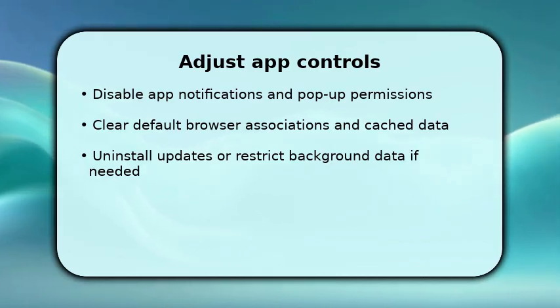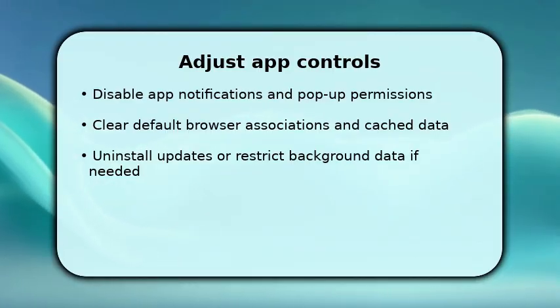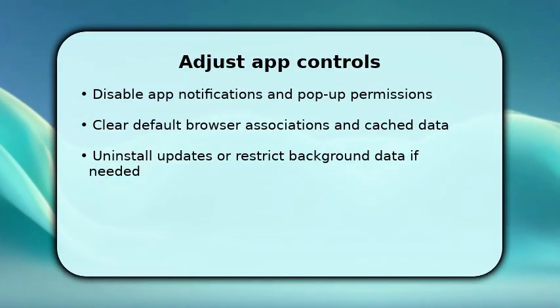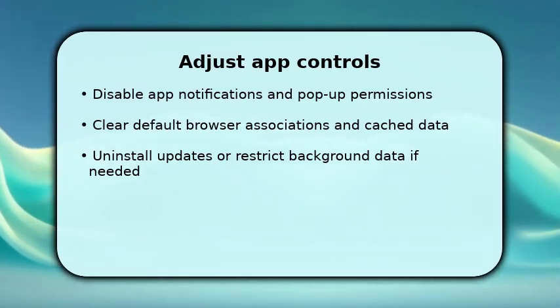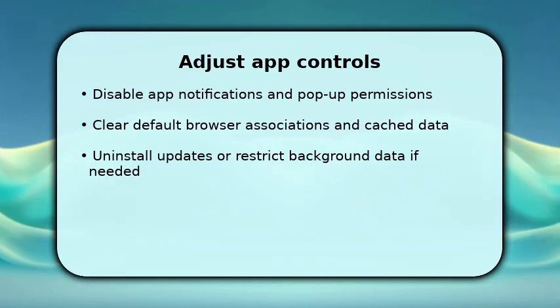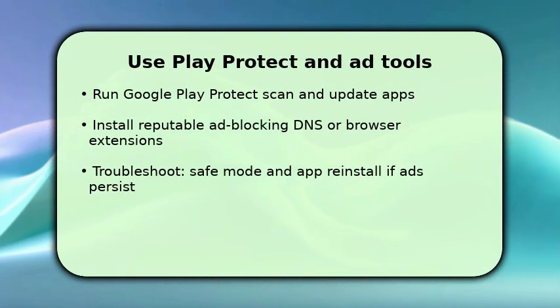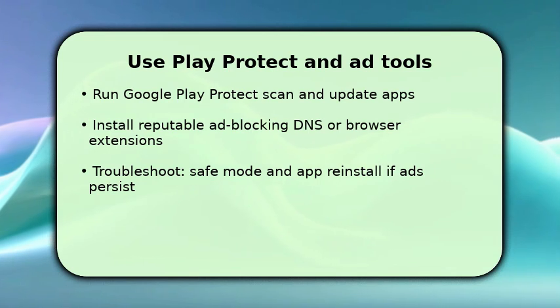If an app is pre-installed and advertising, consider uninstalling updates or restricting background data and battery usage to limit ad fetching. Make sure to test the app between changes so you can finish by running Google Play Protect and updating all apps, because malicious or outdated apps often serve ads.